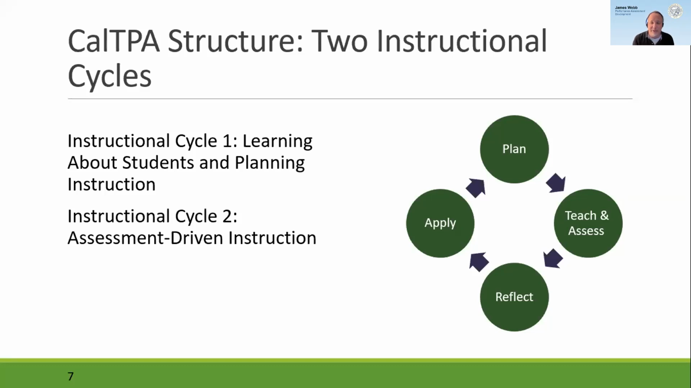What am I going to do differently? What am I going to do the same? And how am I always going to put an asset-based model when it comes to planning and teaching my students? So again, very general high-level view of the 2 instructional cycles and the 4 steps involved with each.